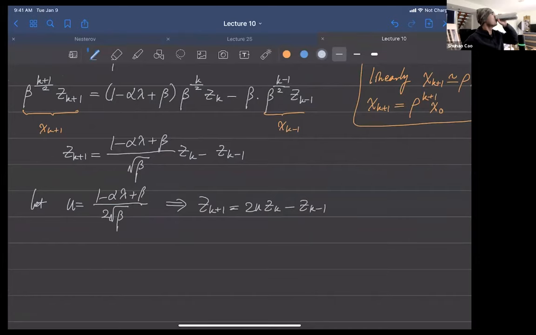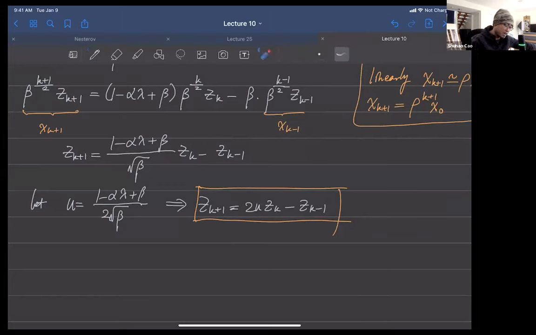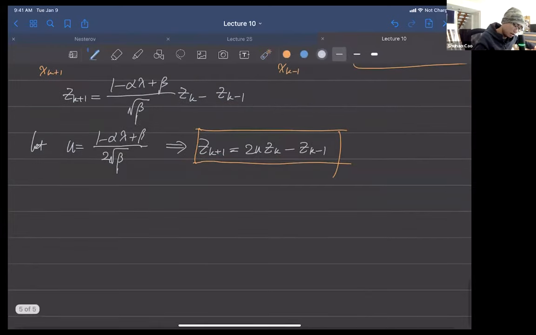I mean, if we Google this Chebyshev polynomial like we said earlier, we will immediately realize this recurrence relation stands for orthogonal polynomial, which is of Chebyshev. Okay, and now we try something like this. If we let z_0 be 1, z_1 be u, then we can use this recurrence relation to infer every single z in the sequence.